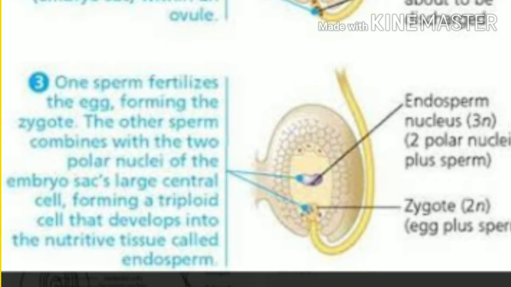The other male gamete, or sperm, combines with the two polar nuclei of the embryo sac's large central cell, forming a triploid cell. This is called triple fusion. After triple fusion, the triploid cell develops into nutritive tissue called endosperm. So students, syngamy plus triple fusion equals double fertilization.